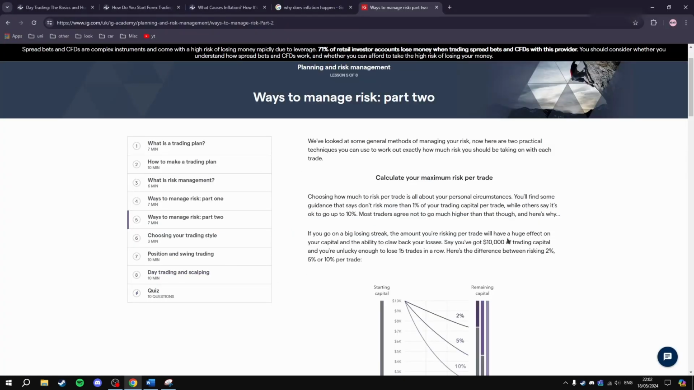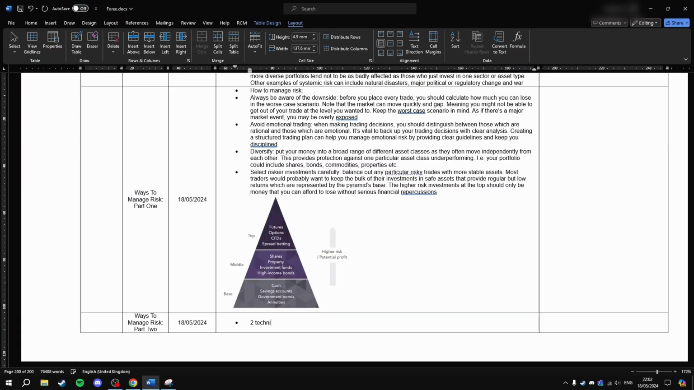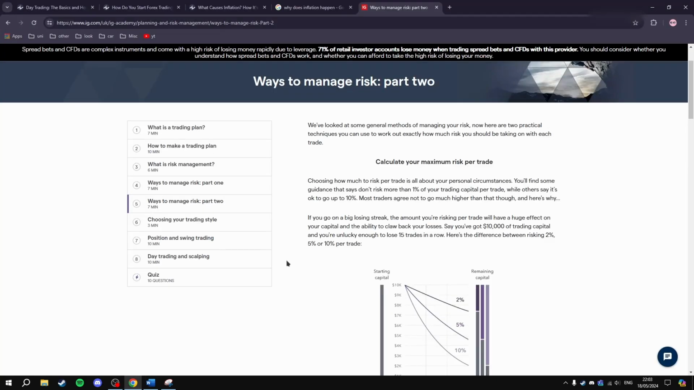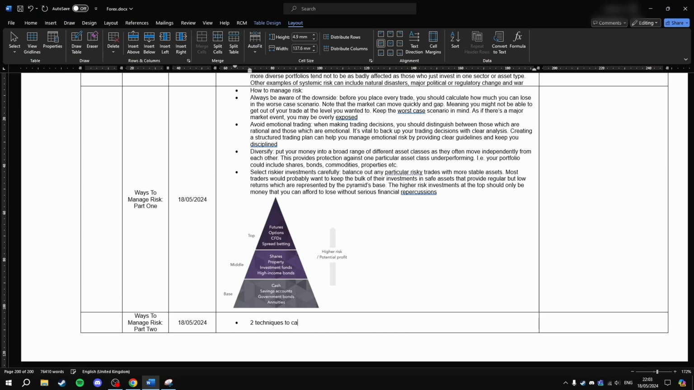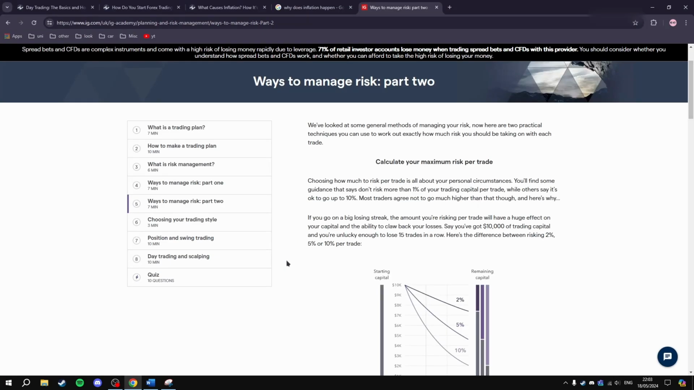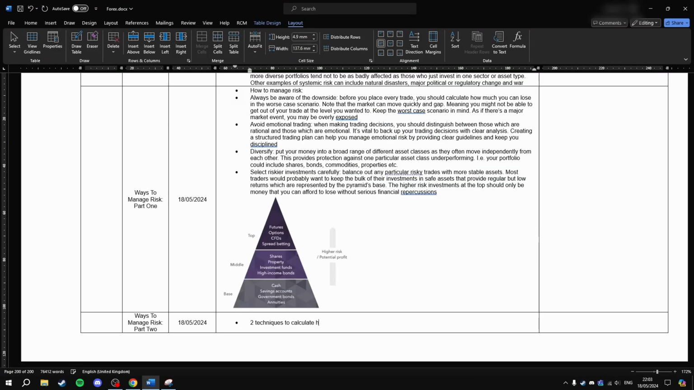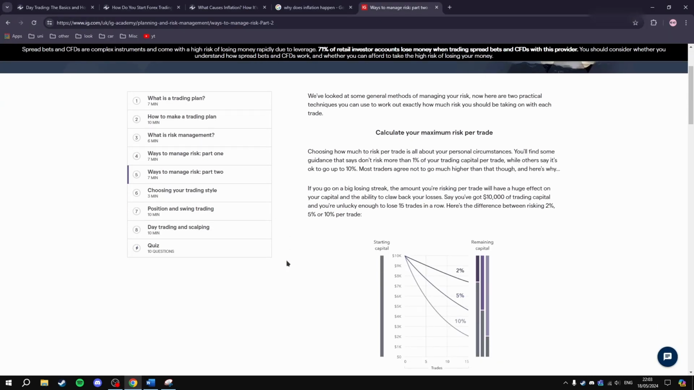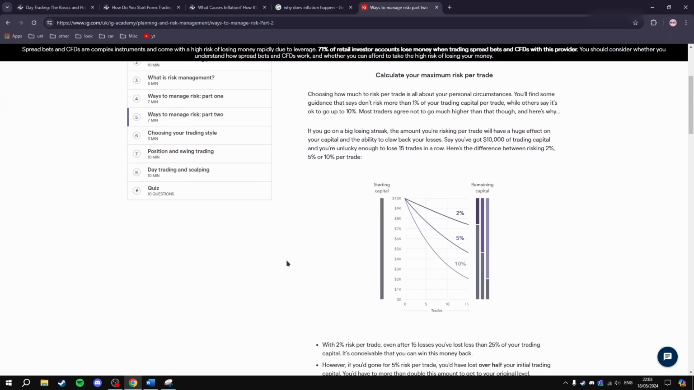We've looked at some general methods of managing your risk. Now here are two practical techniques you can use to work out exactly how much risk you should be taking on with each trade. Two techniques to calculate how much risk you should be taking on per trade. Calculate your maximum risk per trade.